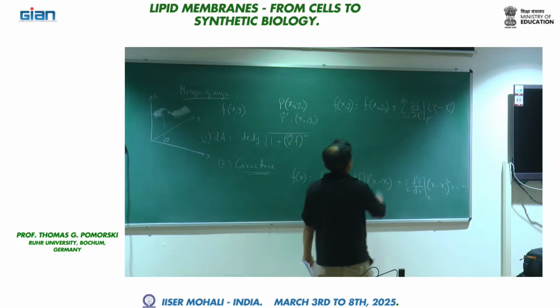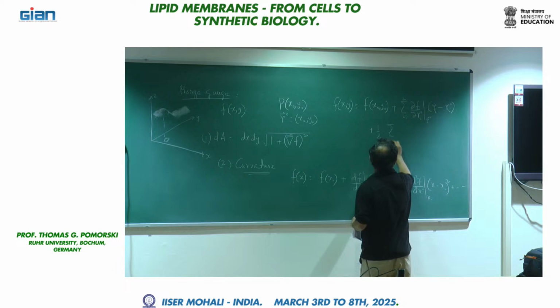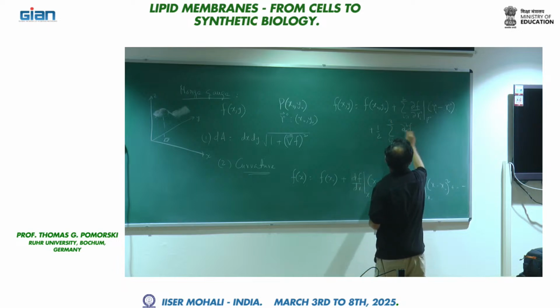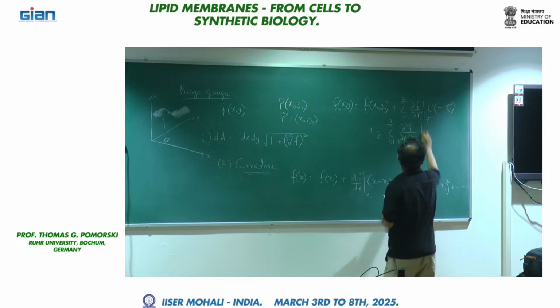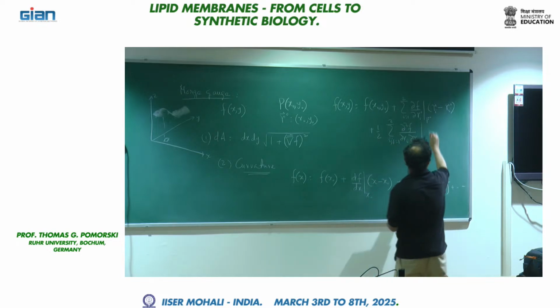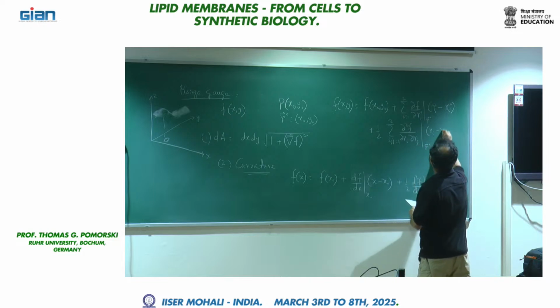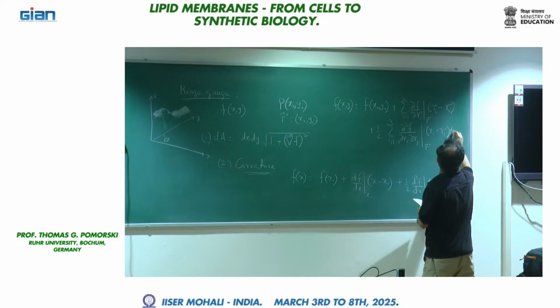And then I would go to the next one and I would write this as a sum over i comma j, which runs from 1 to 2. I will have a del 2f, and in this case I will have del ri del rj, and this again will be evaluated at r naught. And then I will have an ri minus ri naught times rj minus rj naught, and then I will have the higher order terms.